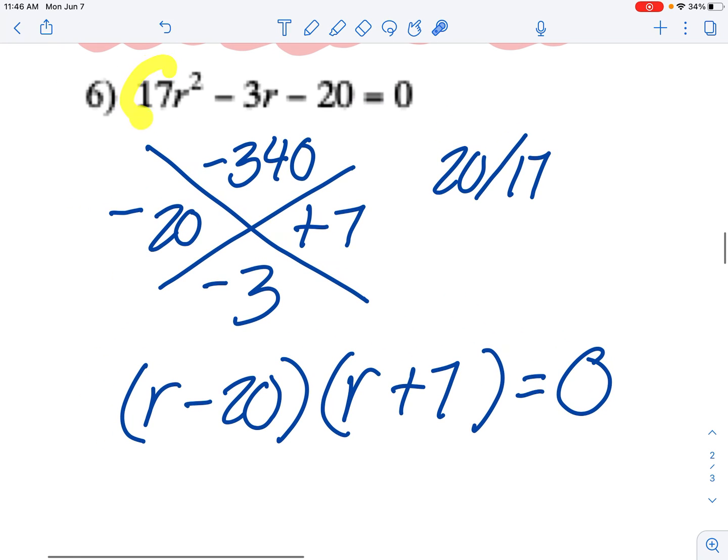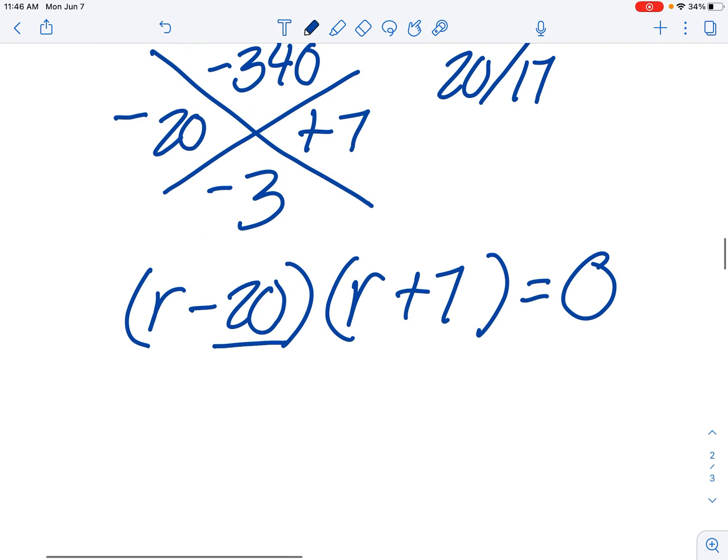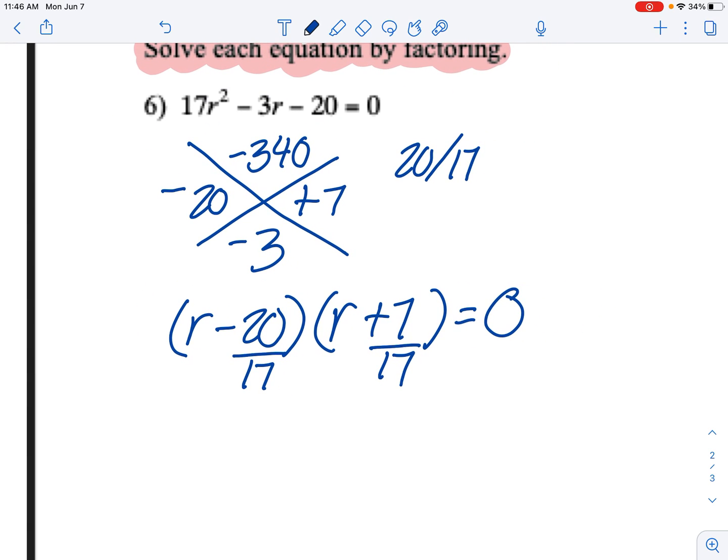Now, remember, I take my coefficient, which is in the front here, and I'm going to divide both of these by 17, just like that. So divided by 17, just like this.